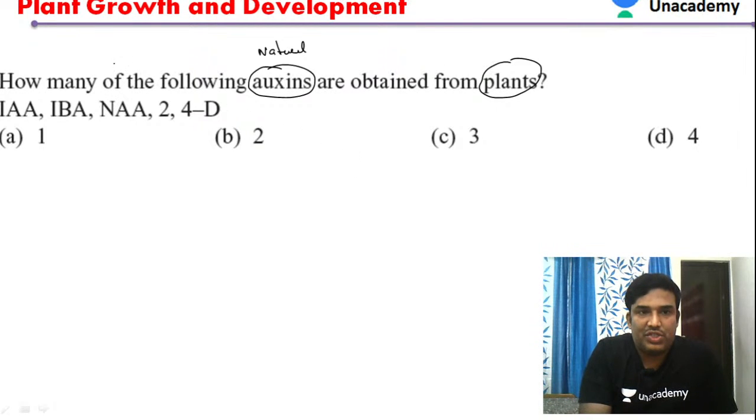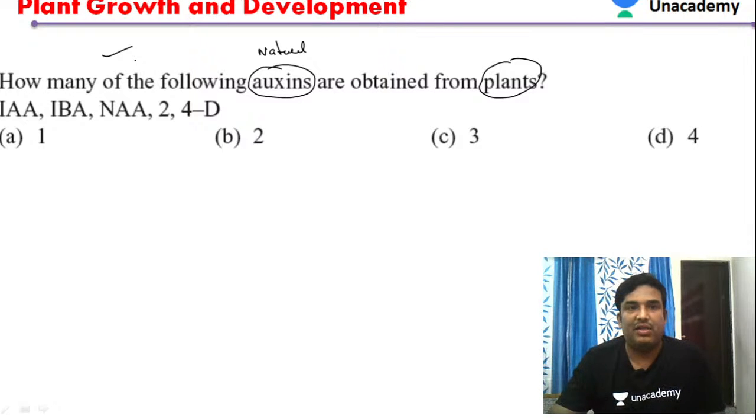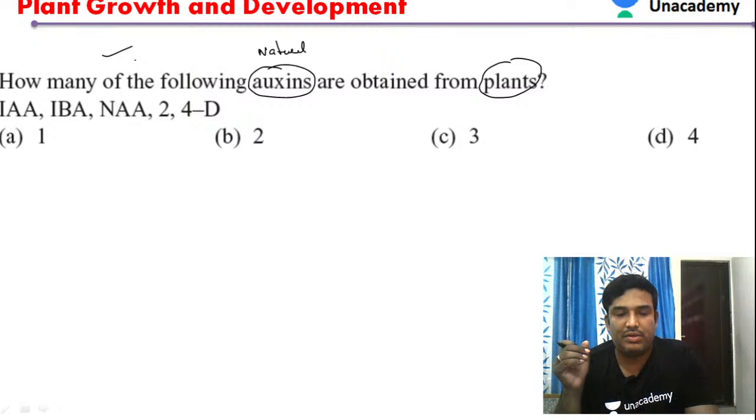So let us see this question. How many of the following natural auxins are obtained from the plant? How many of the following auxins are obtained from the plant? That is the next question.